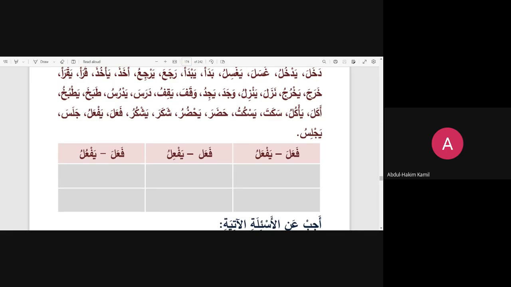So this week, on these two days that you're off, you're going to just look at these verbs. I want you to just follow while I'm reading and look at how they differ. Dakhala yadkhulu, ghasala yaghsilu, bada'a yabda'u, raja'a yarji'u, akhadha ya'khudhu, qara'a yaqra'u, kharaja yakhruju, nazala yanzilu, wajada yajidu.